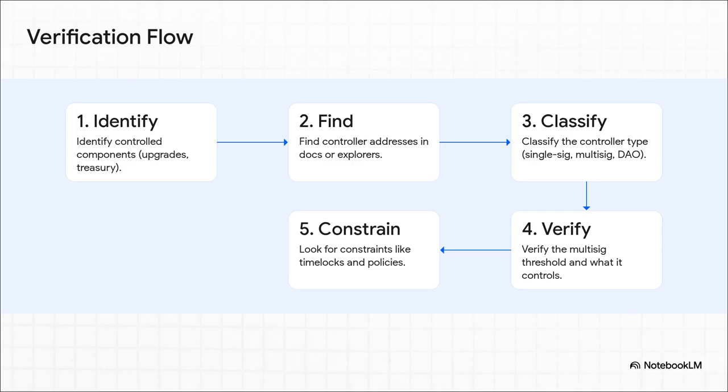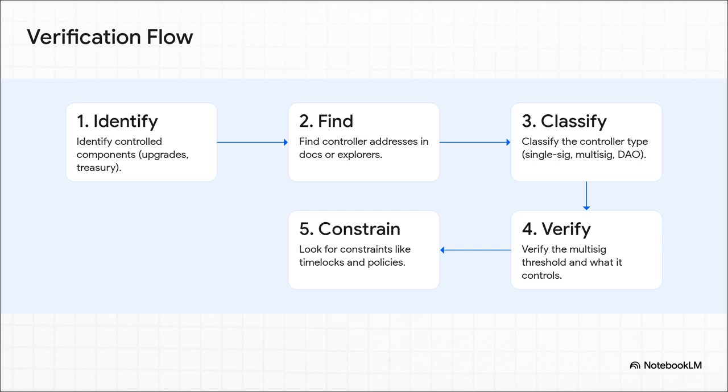Step 2, find the controller addresses for those parts. You can usually find these in the official docs or just by looking on a block explorer. Step 3, classify that controller. Is it one person, a multisig, or a DAO? Step 4 is to verify the details. If it's a multisig, what's the threshold, and what exactly does it control?